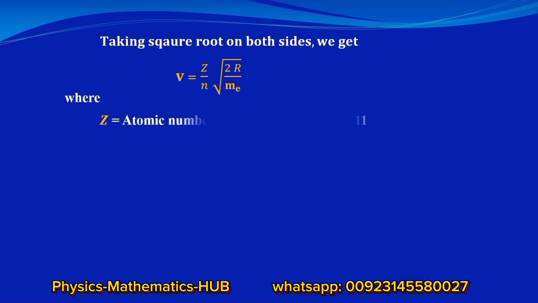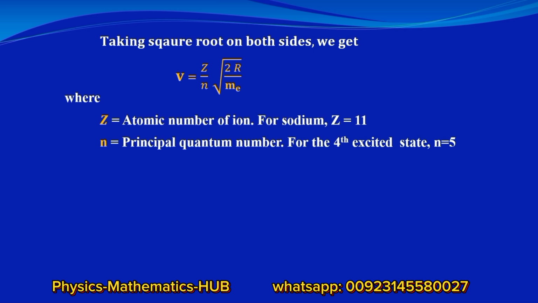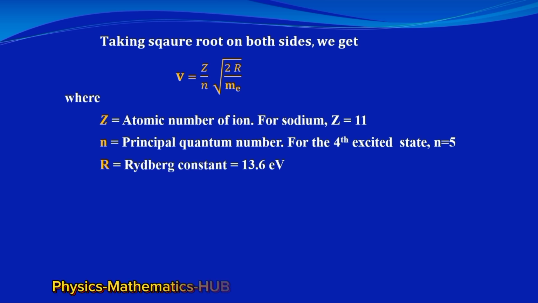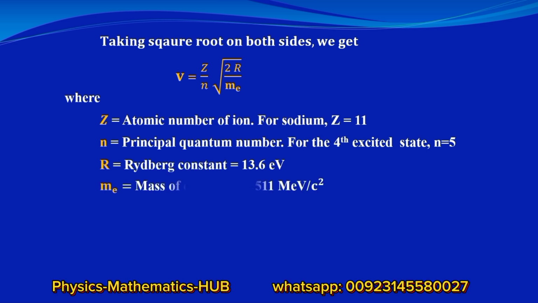where Z is the atomic number of the ion. Here for sodium, Z is equal to 11. n is the principal quantum number. For the fourth excited state, we put n equal to 5. R is the Rydberg constant having value 13.6 electron volt. The mass of the electron is denoted by me, which is equal to 0.511 mega electron volt per c squared.